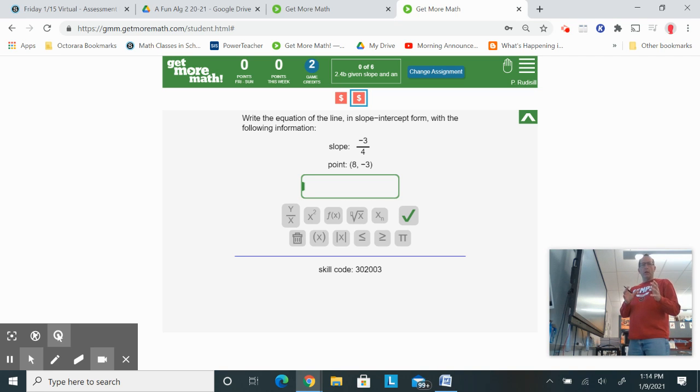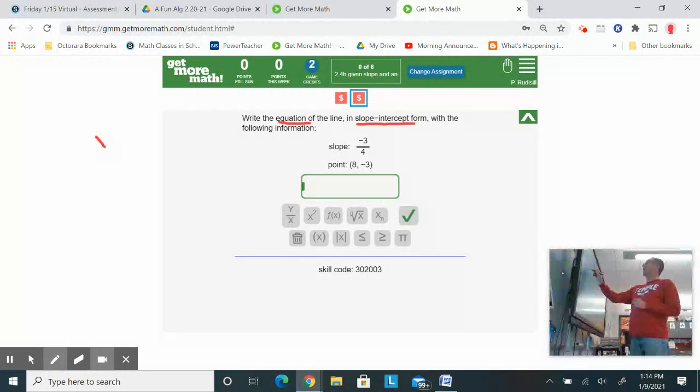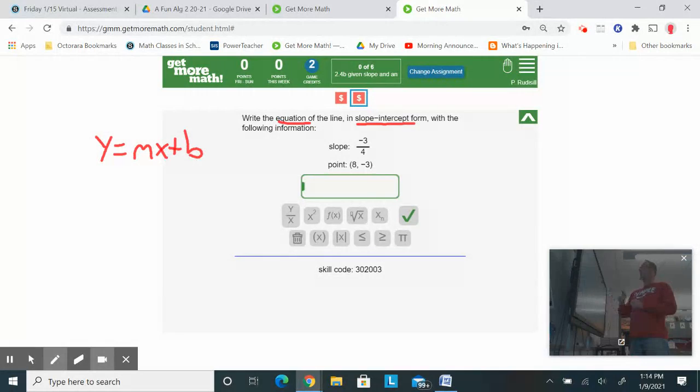All right, here's a quick video of a couple examples from lesson 2.4b. Given a slope and a point on a line, we're supposed to write the equation of the line in slope-intercept form. Grab my pen tool here. So write the equation of the line in slope-intercept form. Remember, slope-intercept form is y equals mx plus b.